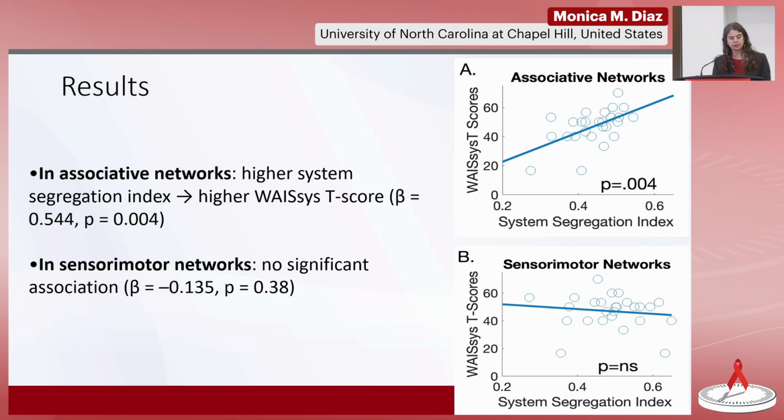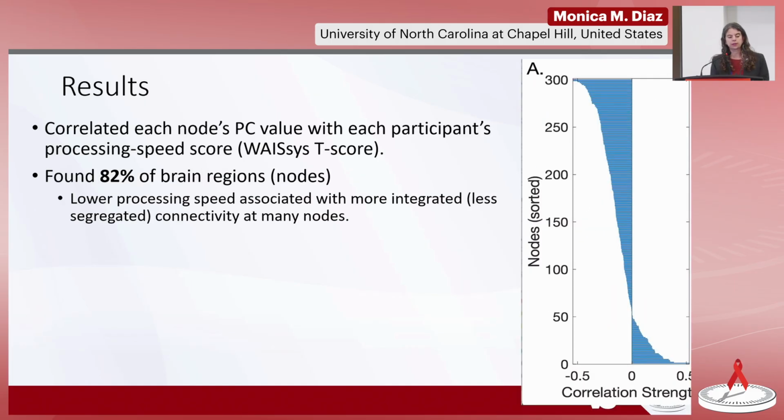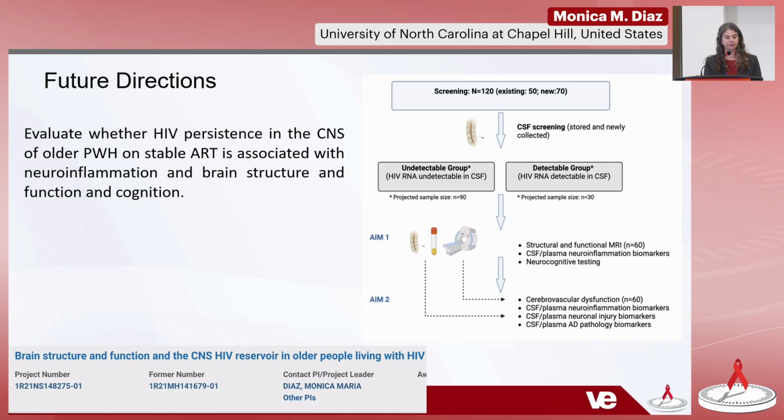Going on to the results, when we looked at associative networks, which are commonly associated with processing speed, we found that higher system segregation index within the associative network was associated with better processing speed performance. In sensory motor networks, we did not find any association. When we correlated each node's PC value with the processing speed score, we found that in 80 to 82% of all brain regions, lower processing speed was associated with more integration or less segregation at many of those nodes.